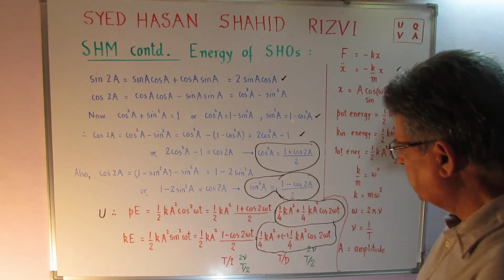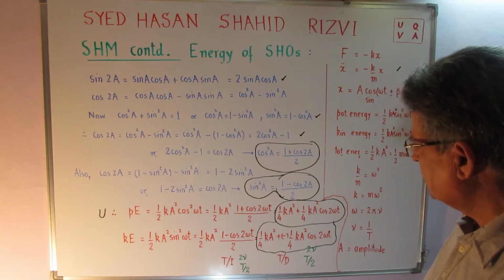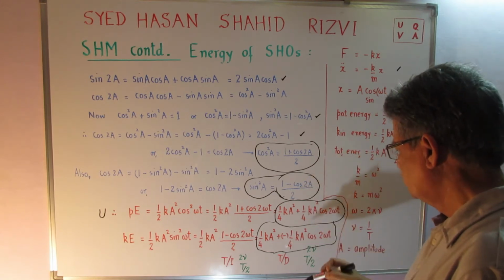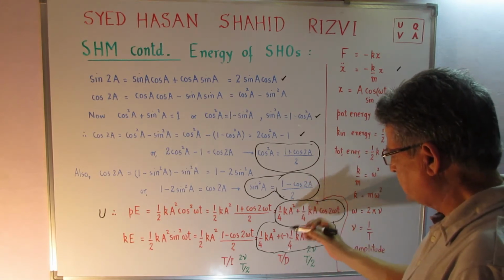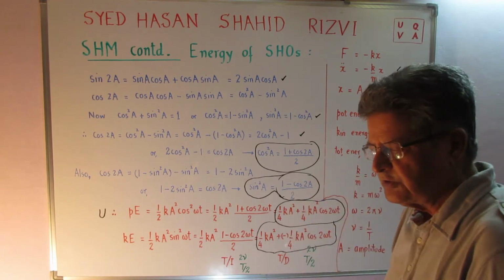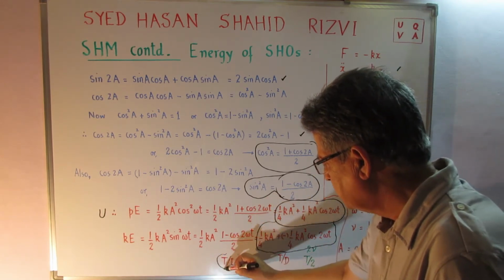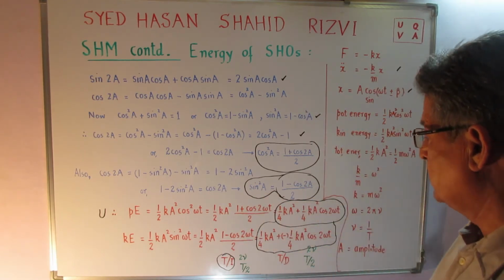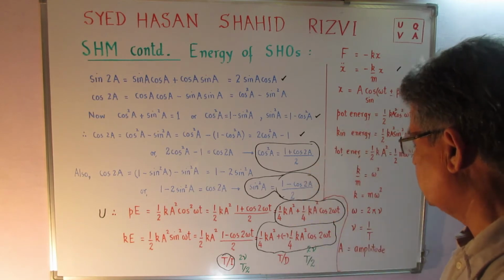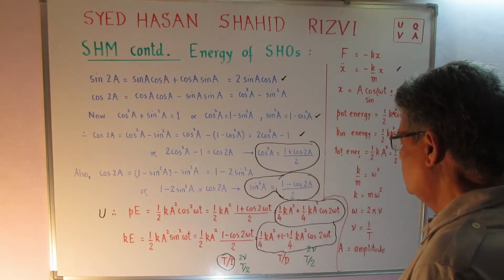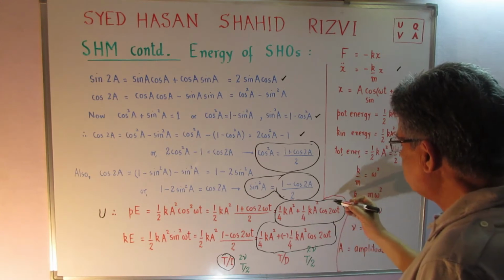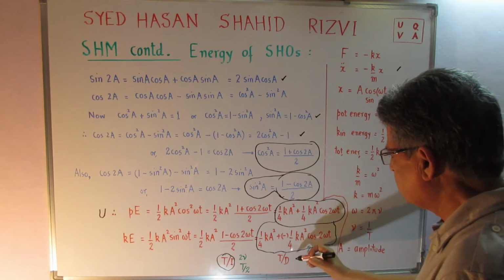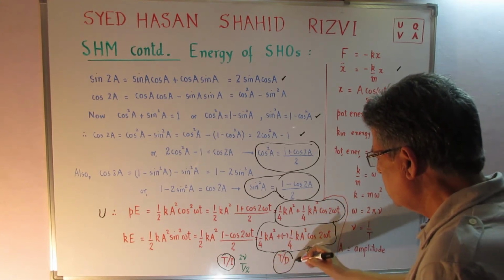Okay. Now look here. For this potential energy and the kinetic energy, we have got two parts. One part is 1 upon 4 Ka square. This is time independent. It's not a function of time at all. This is just a constant. And there is another part which consists of cos of 2 omega t. So this is a time dependent part.